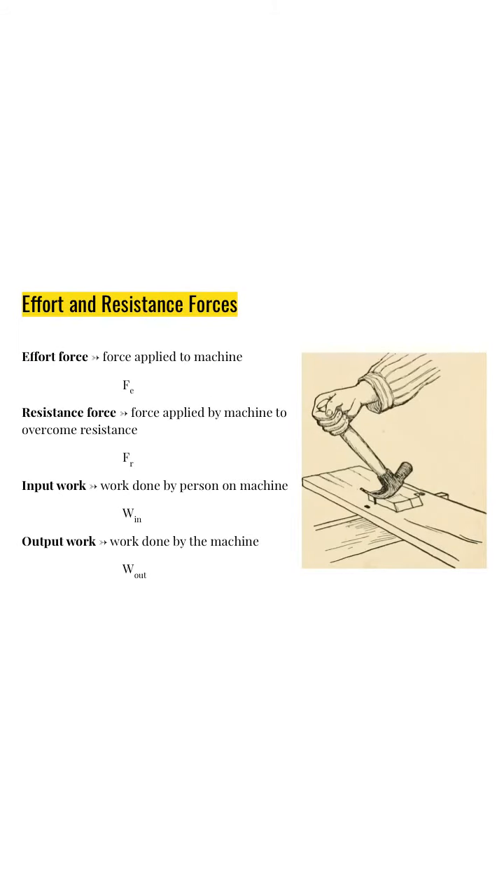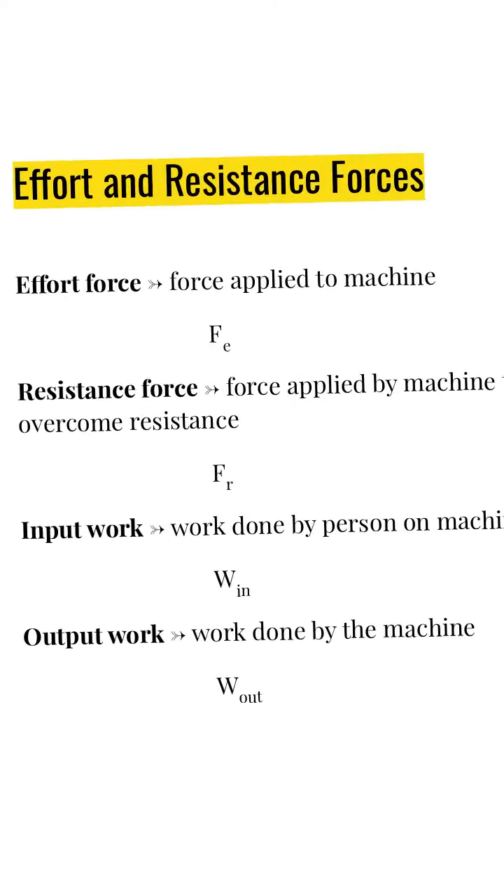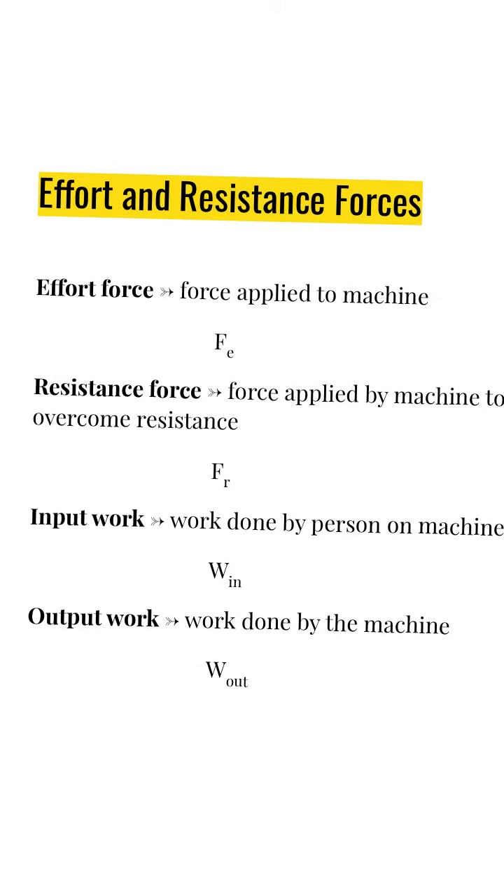Okay, so when we're talking about machines, we talk about several different forces. There's an effort force and there's a resistance force. The effort force is symbolized with a capital F, and then you can see the subscript E. That E is for effort. In these equations that we use for machines, there are two different forces. The force that you apply is the effort force, and then we have the resistance force, which is the force applied by the machine to overcome resistance. The resistance force is F with a subscript R.